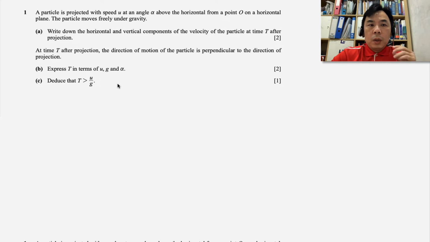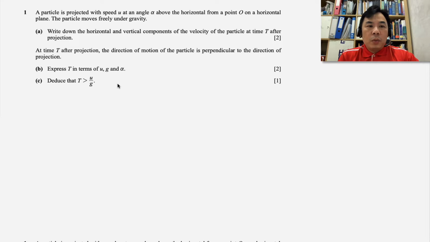We have a particle projected with speed u at an angle alpha above the horizontal from a point O on a horizontal plane. The particle moves freely under gravity. We need to write down the horizontal and vertical components of the velocity of the particle at time t after projection. I do advise that when you attempt a mechanics question, read until the end of the question before you try to answer every single part, so that the transition is smoother.